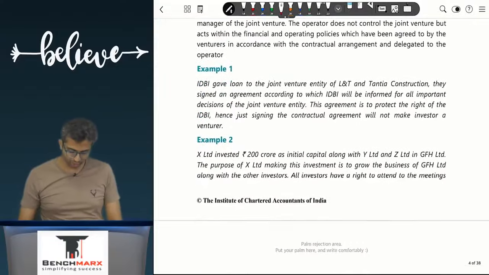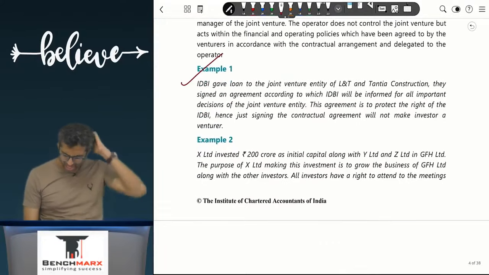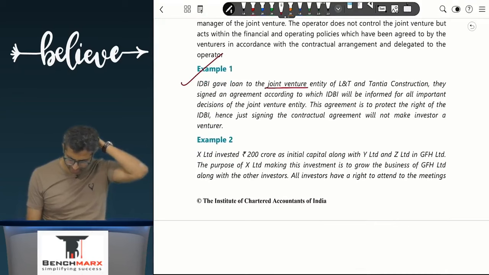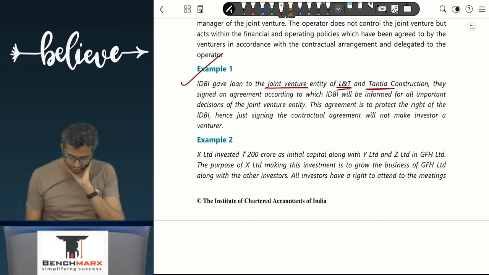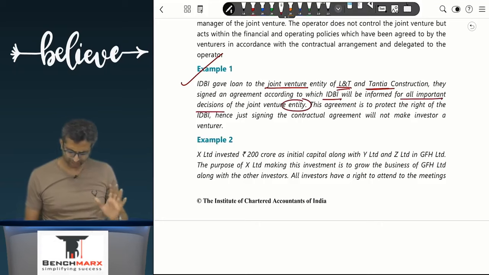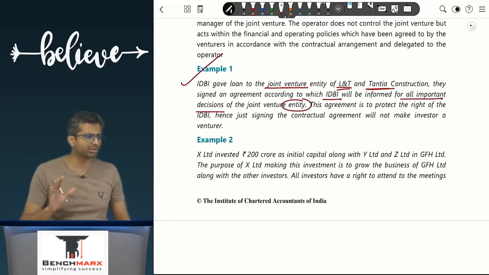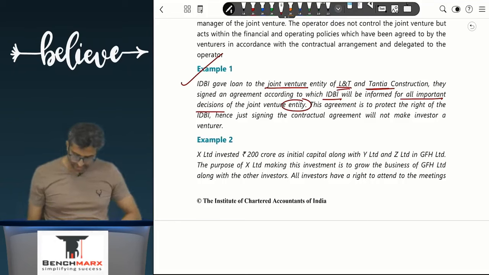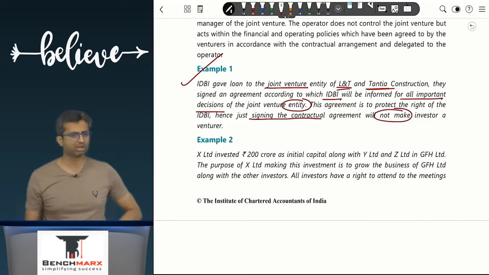Okay, so if you look at example 1, IDBI gave a loan to the joint venture entity L&T and Tantia Construction. They signed an agreement according to which IDBI will be informed of all the important decisions of the joint venture entity. Fair enough. This agreement is to protect the rights of IDBI. So we just have to give information to IDBI. Does that mean IDBI is our partner, jointly controlling partner? No. This agreement is to protect the rights of IDBI, and hence just signing the contractual agreement will not make them a venturer. Are we clear with this?